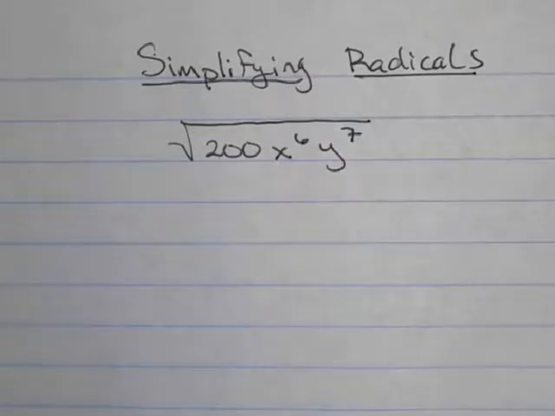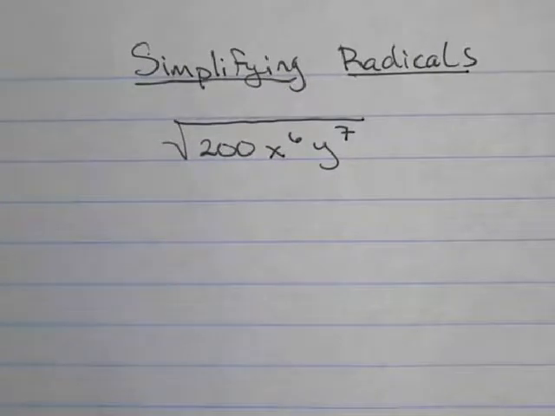In this video, we're going to be simplifying radicals. And how we're going to do this is we're going to break it up into its pieces. We're looking for perfect squares that we can then take the square root of. And what we also want is all the leftover stuff.